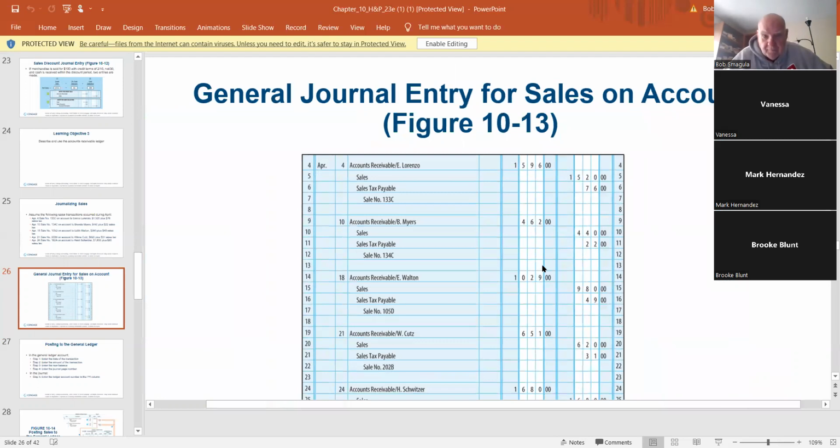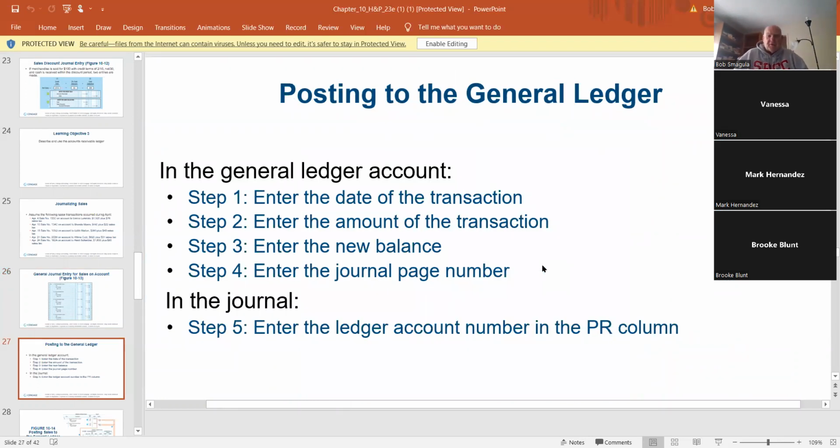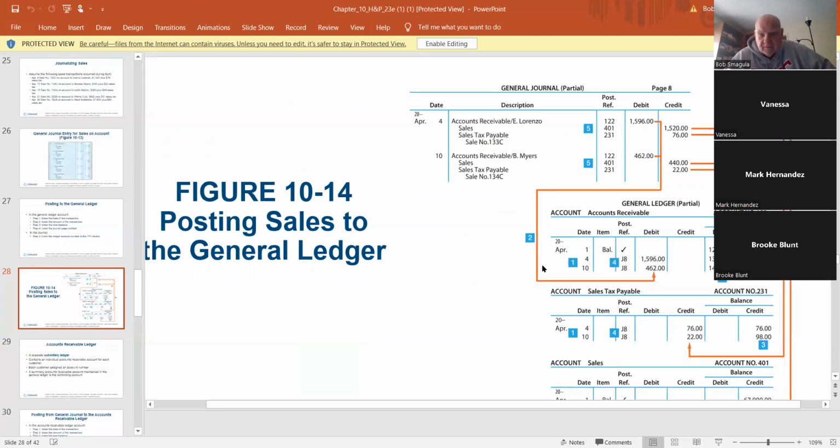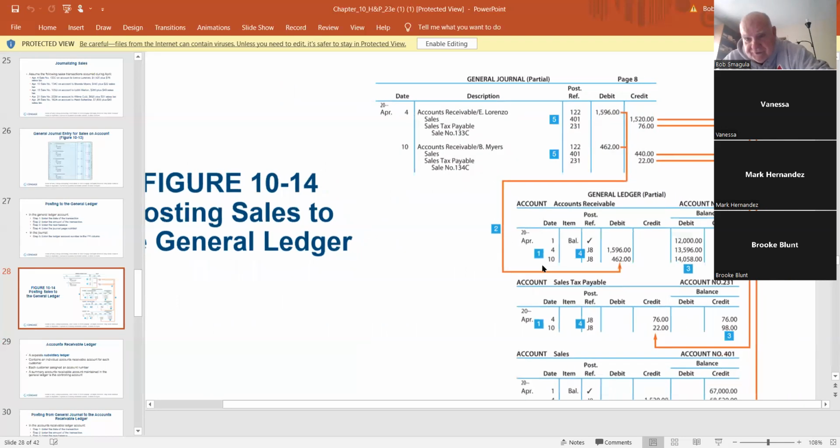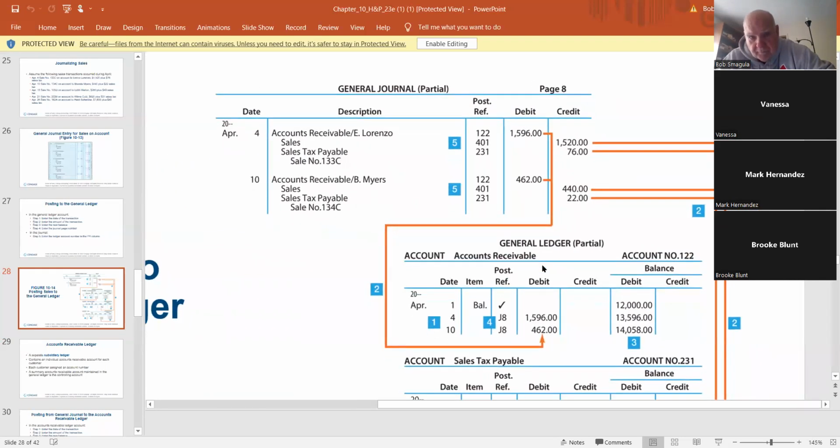Let me move this down a little bit. Now they're just going to talk about posting to the general ledger. And this is a review from earlier chapters. In the general ledger, you put the date and the amount of the transaction and the new balance, right? You enter the date, enter the amount of the transaction, bring up the new balance, and maybe number the page. In the journal, enter the ledger account number in the post reference column.